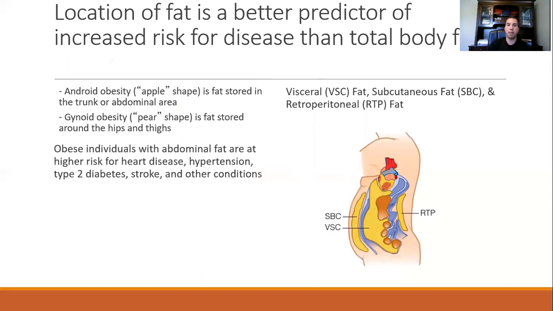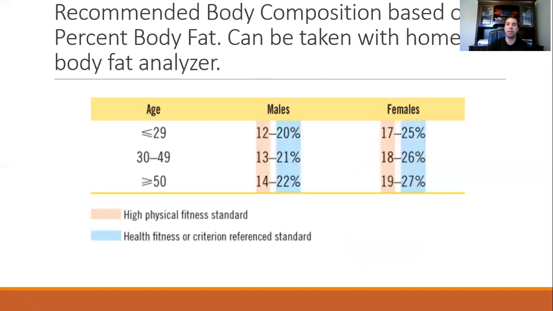Android obesity is apple shape: fat stored in the trunk or abdominal area, that's the most dangerous kind of fat. Instead of gynoid obesity, which is pear-shaped, fat stored around the hips and thighs. Individuals with abdominal fat are at a higher risk of heart disease, hypertension, type 2 diabetes, stroke, and other conditions. That's the visceral fat, fat around our vital organs like the heart and liver, so that's not a good distribution of fat. You especially want to be reducing body fat held in the abdominal area.